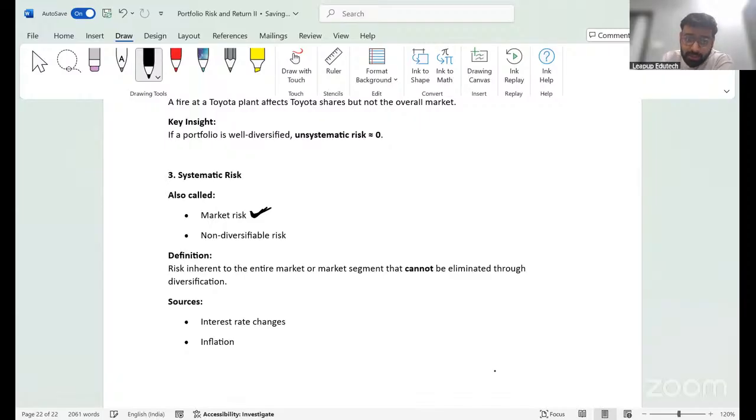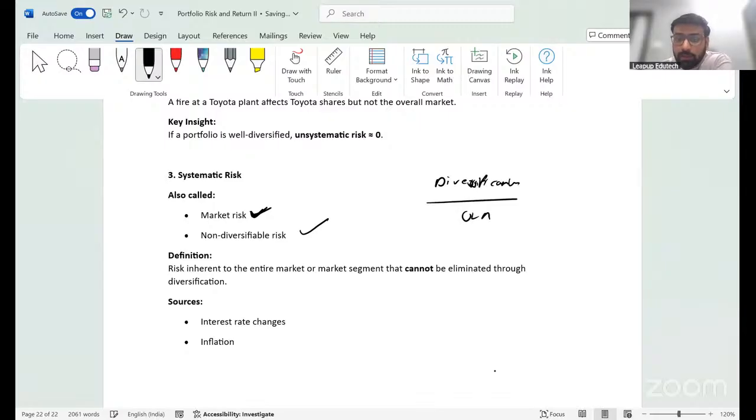Tomorrow, interest rate changes are also going to impact everyone. That is going to basically affect everyone who is participating in the market. If a war happens, it is going to affect everything in the market. Right? It is also called non-diversifiable risk. That means via diversification, you cannot eliminate this risk.